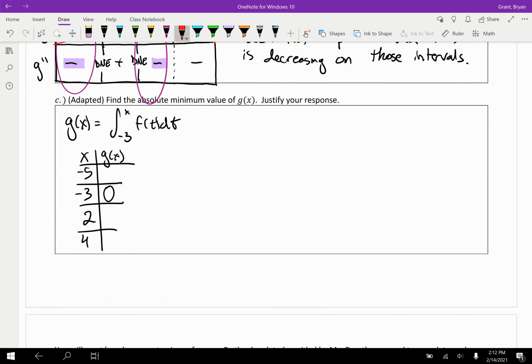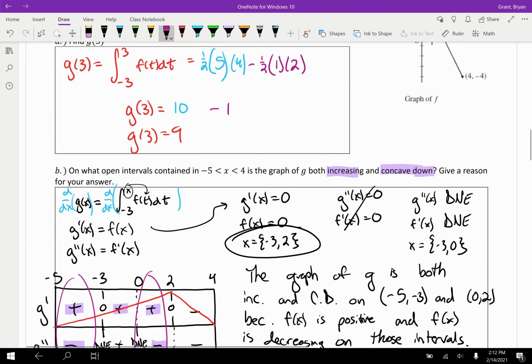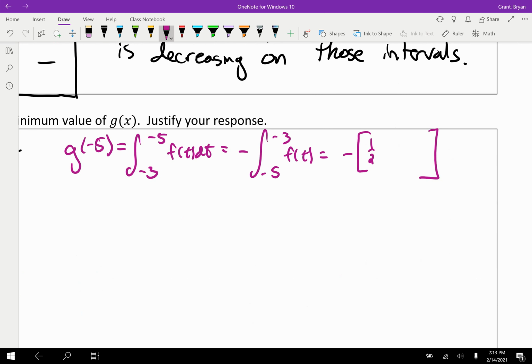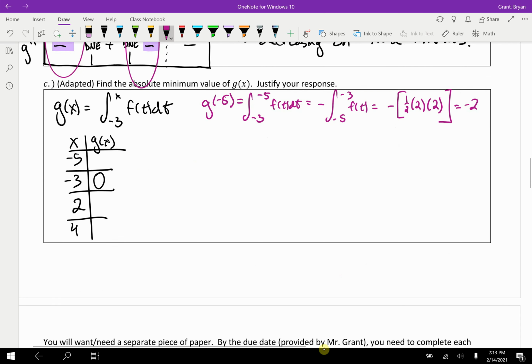So let's just do each one, right? -5 first. We'll do these in different colors. If I want to find g of -5, that is just the integral from -3 to -5 of f of t dt. Maybe you'll realize that this order is, we'll call it backwards. It works, but it's better if we flip it and go from least to greatest every time. So we have the negative that's hanging out here. -5 to -3 on this graph up above is just this triangle. This is a 2 by 2. So it becomes 1/2 times 2 times 2. Half of 4 is 2, so we get -2. G of -5 is -2.